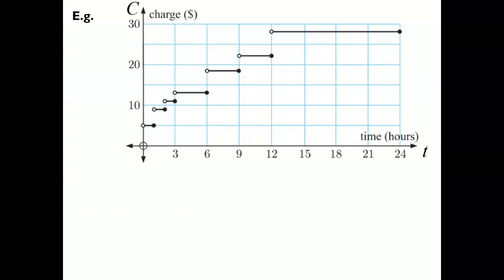The next graph could represent how much it costs to park a car at a car park. So if you have a look at the horizontal axis, we have time in hours, and the vertical axis, we have charge in dollars. So if you were to park your car between, say, 0 and up to and including 1 hour, it would cost you $5. Now, between 1 hour and up to 2 hours, it costs you, looks like that will be $9, and so on.